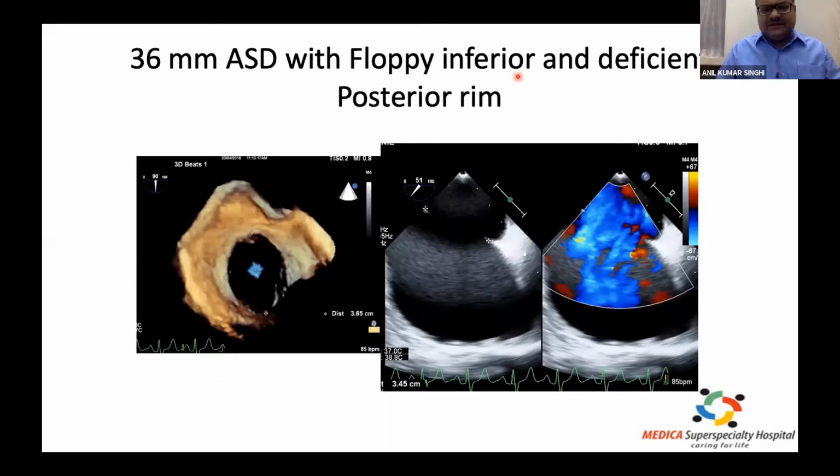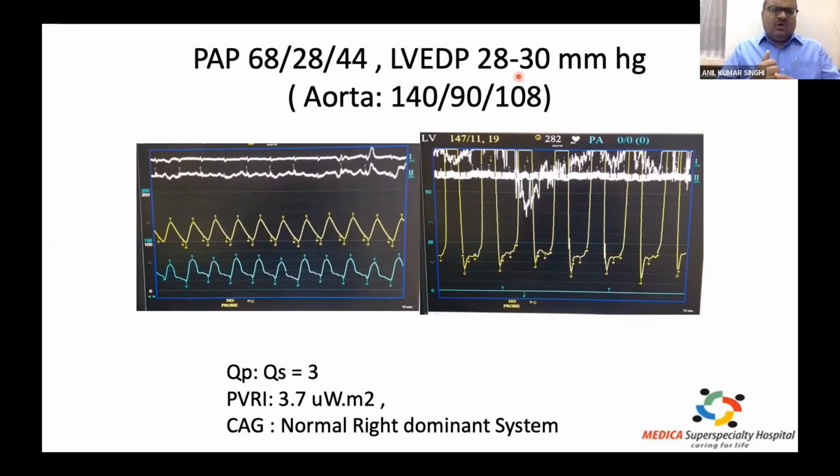So this was again a very challenging case in an adult lady with mildly elevated pulmonary pressure. So on cath we found the pulmonary pressure rather more than echo, 68/28 with a mean of 44. LVEDP was 28 to 30. So I just wish to compare the last patient, what I showed, with this patient, that similar type of pressure, but here one thing changed, and what changed is the Qp/Qs. Qp/Qs was 3 here, unlike the last patient, which was 1.5.